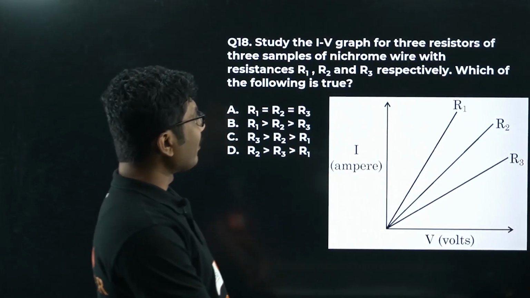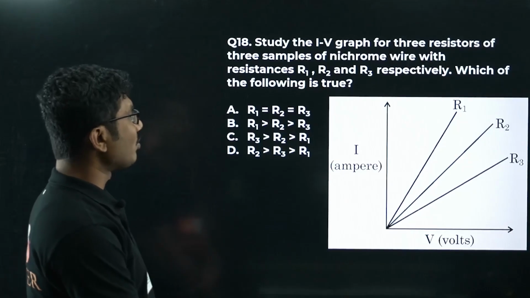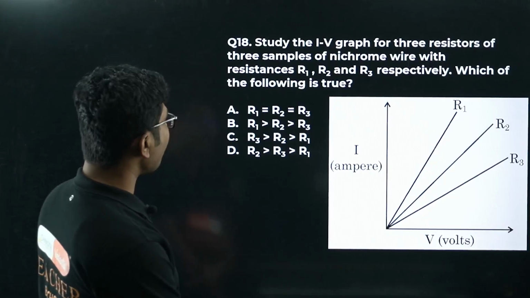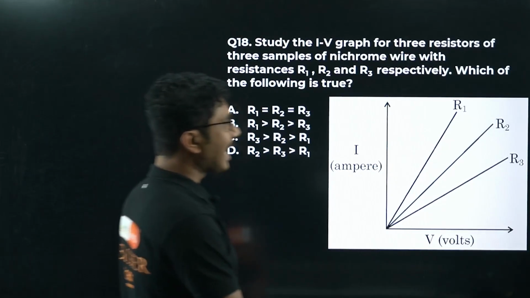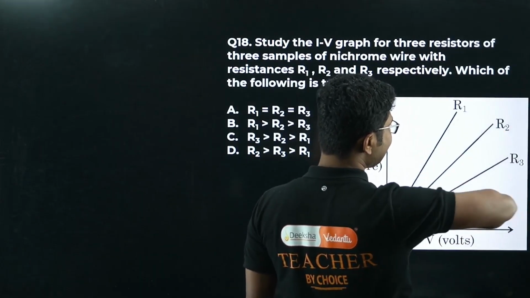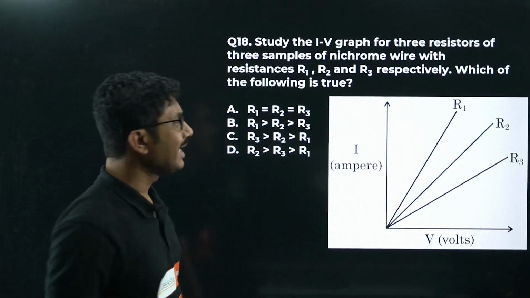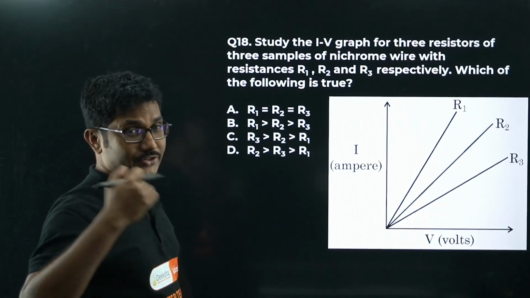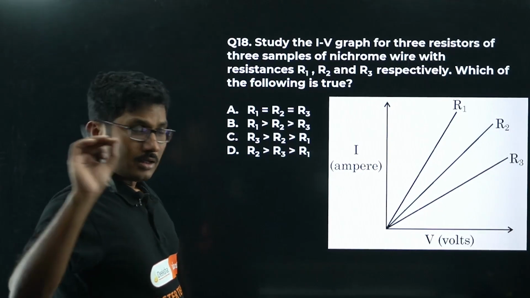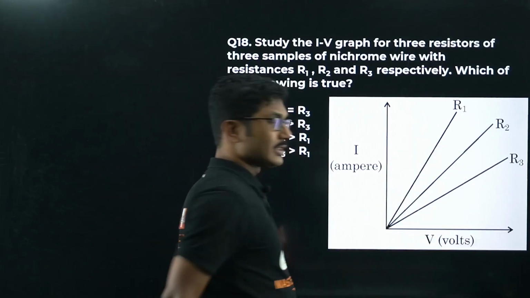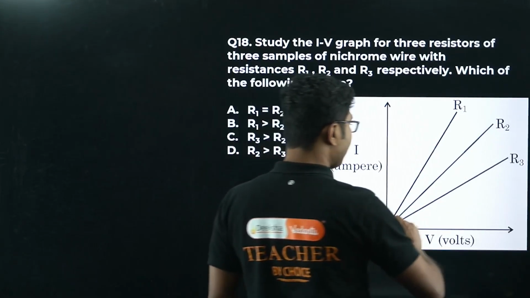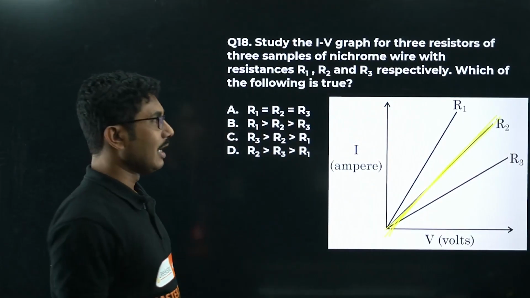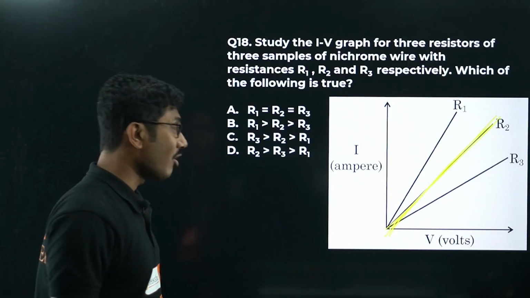Study the I-V graph for 3 resistors of 3 samples of nichrome wire with resistances R1, R2 and R3 respectively. Which of the following is true? So we have 3 resistances R1, R2, R3, and you have to find which of the resistances is higher and which is lower. Now the smart thing is that definitely all the resistances are not equal. If they were equal, they would all have been on the same line.